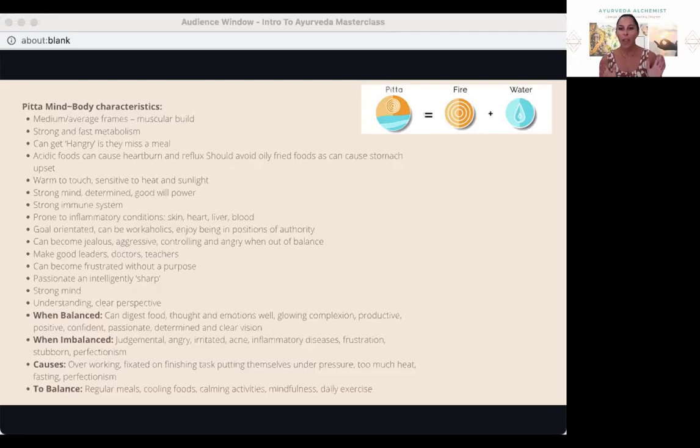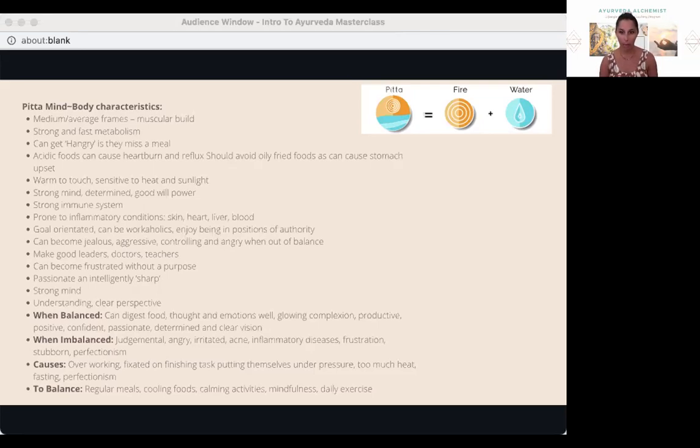Pitta people usually have a really clear perception and good understanding because, remember, the fire governs the mind, that clear perception of the mind. They're very passionate, with a very sharp mind, and very witty. So when they're in balance, they can digest food well, and they can digest their thoughts and emotions. They have glowing complexions, they're productive, positive, confident, passionate, determined and clear visioned.